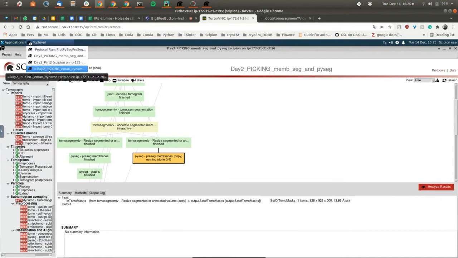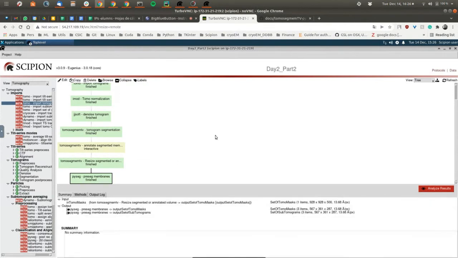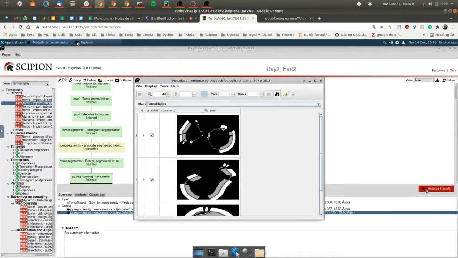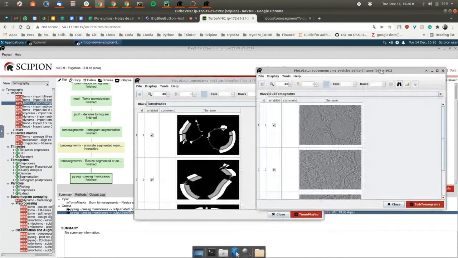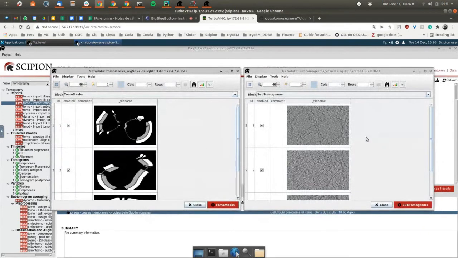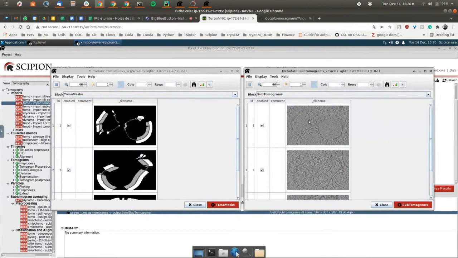Yeah, okay, it has finished. So what we have here, more or less, is that we can observe the results. As you can see, we have both here. You can click there, analyze results, and it will open two main screens. The first one corresponds to the cropped subvolume. As you can see, these are our vesicles: the first one, the second one, and the third one. And this is the represented segmentation.